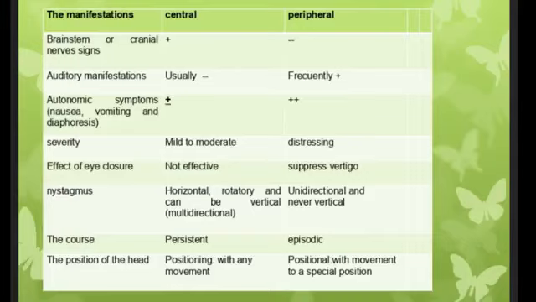The nystagmus may be horizontal, rotatory, or vertical. It is multidirectional in central vertigo, while it is almost always unidirectional and never vertical in peripheral. The course is persistent in central vertigo, while it is episodic in peripheral. The position of the head: the term positioning means any movement of the head, which occurs in central vertigo. So central vertigo is aggravated by any head movement, while peripheral vertigo is positional, meaning movement of the head to a special position.